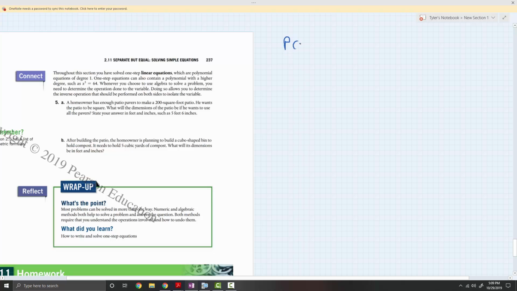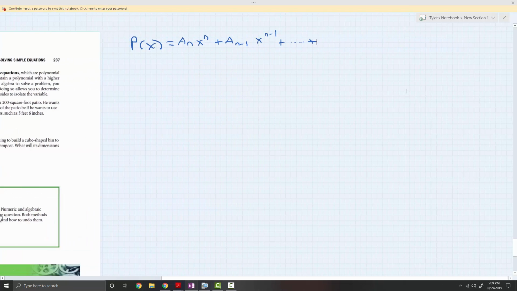So if you have a polynomial, let's say we have polynomial p of x, then a generic form of a polynomial is a sub n times x to the nth power plus a sub n minus 1 times x to the n minus 1 power, and then this pattern would continue until we got to, let's say, a sub 2 x squared plus a sub 1 x to the, you can think about it as x to the first, plus a sub 0 x to the 0 power, right? So this is a polynomial in generic form, right?